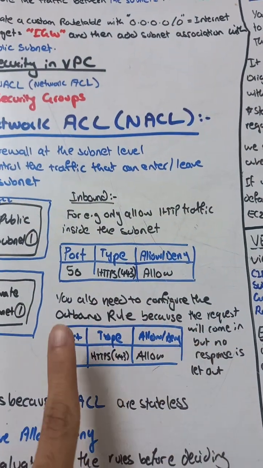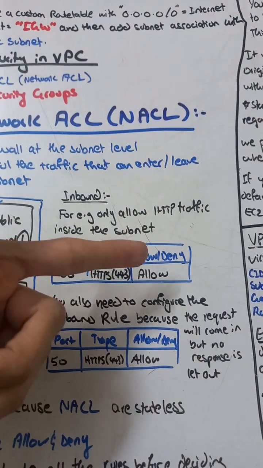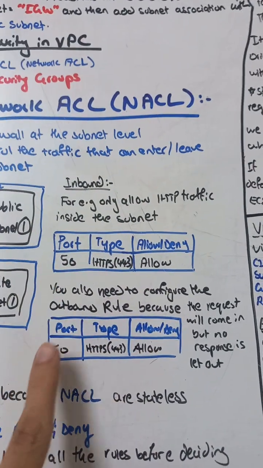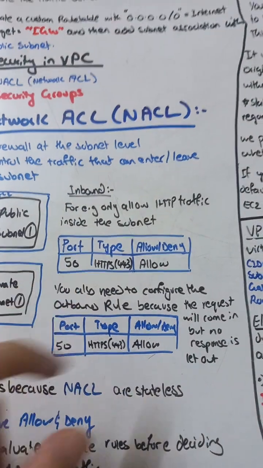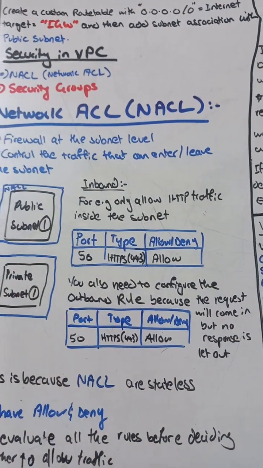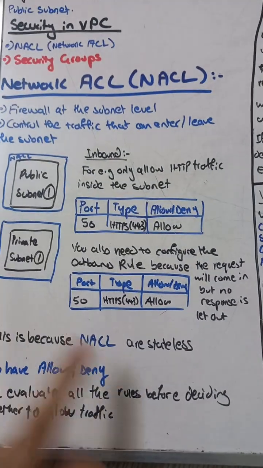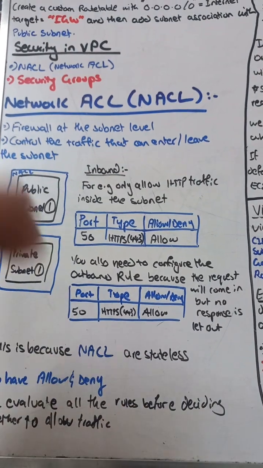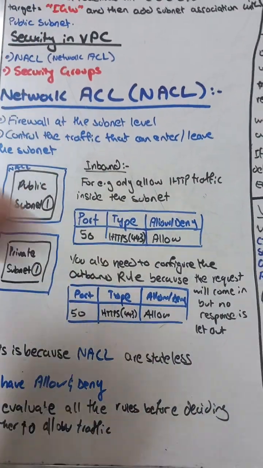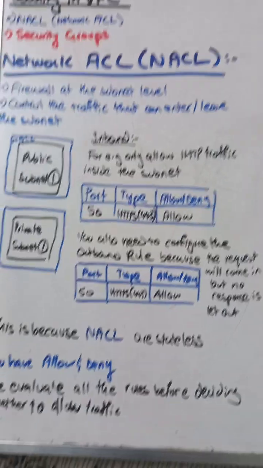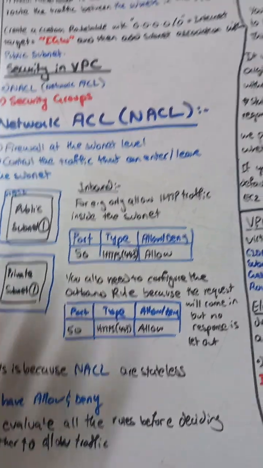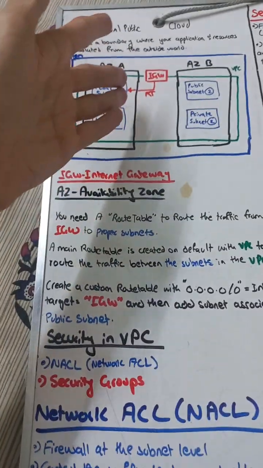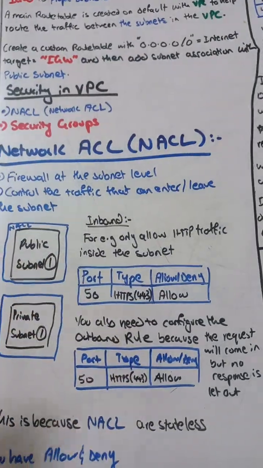So for that, you also need to configure the same outbound rule for your inbound, which means allowing HTTPS as well. This is because of the fact that network ACLs are stateless by nature, which means that when you're configuring the inbound rule, you also need to configure the outbound rule as well. By default, everything is allowed, right? So when we said that we were attaching an internet gateway, we were allowing everything to occur.